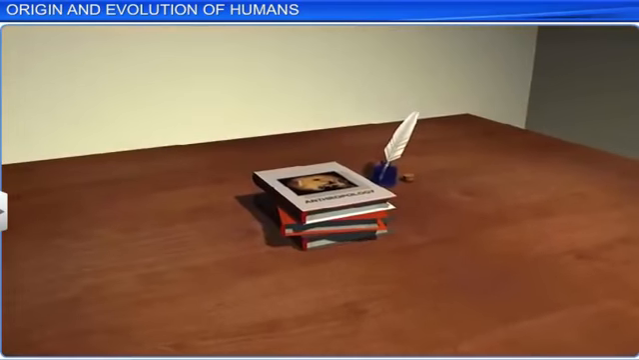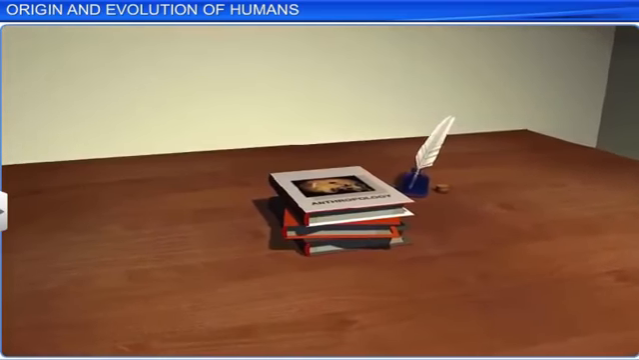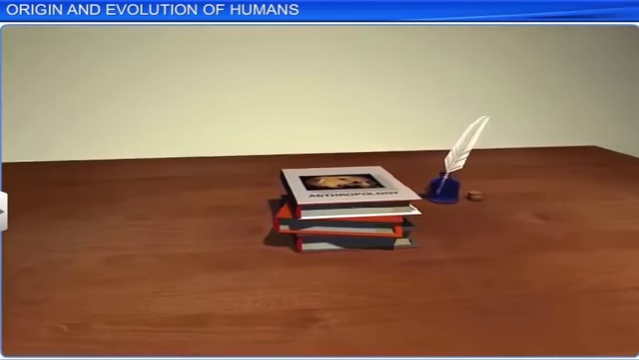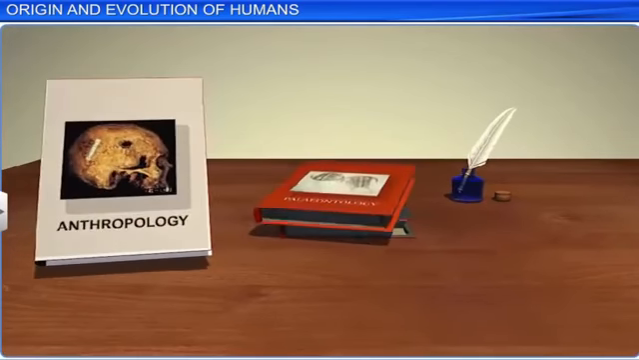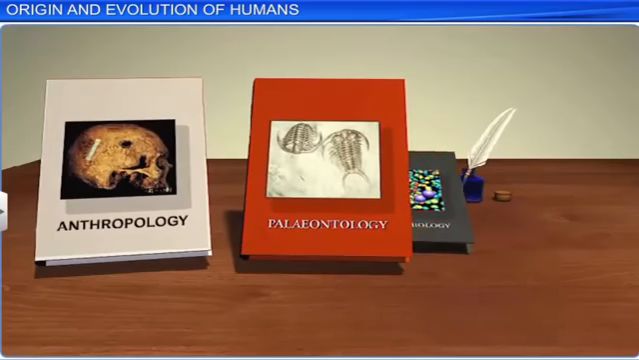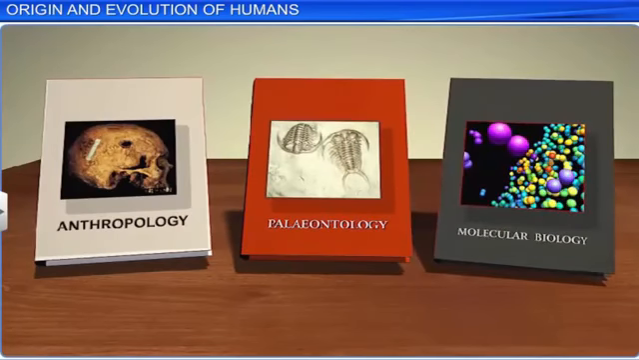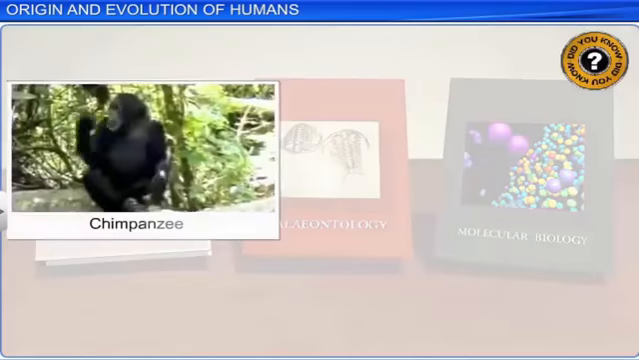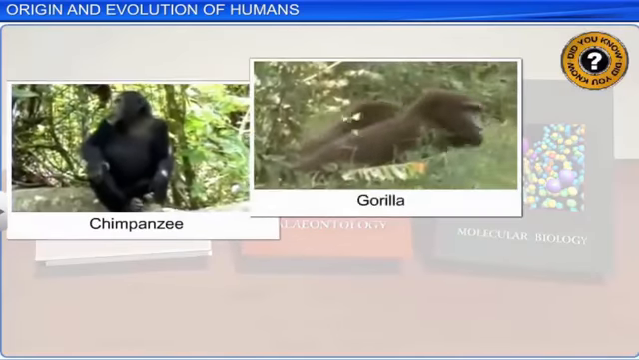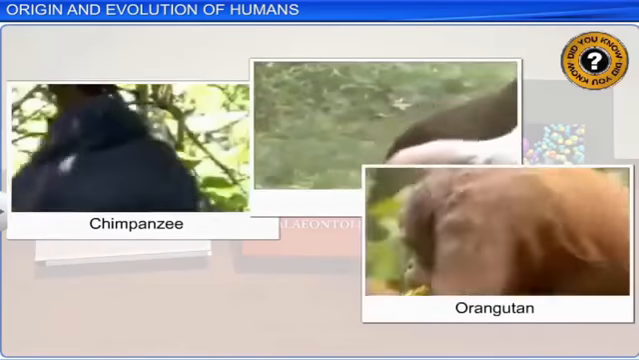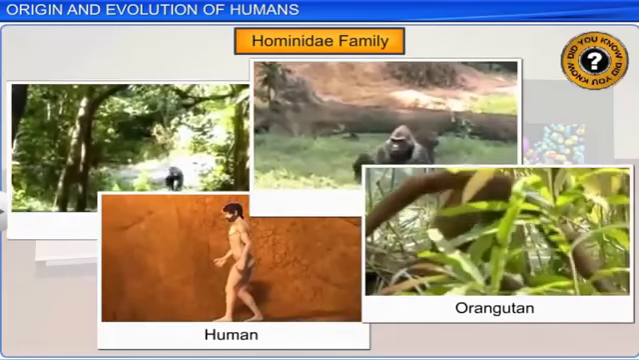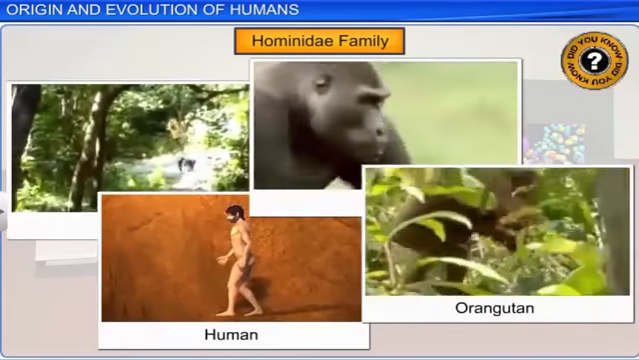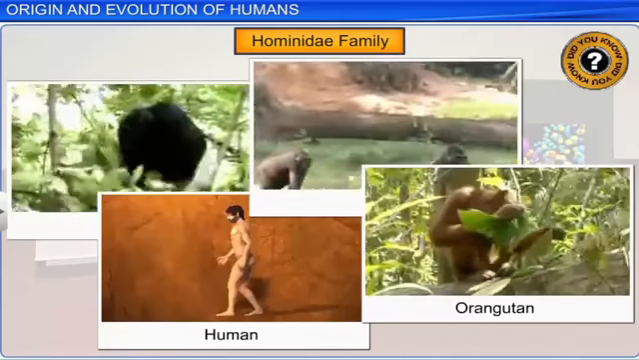In fact, the theory of human evolution is being constantly updated and modified based on new discoveries in many fields such as anthropology, paleontology, and molecular biology. Did you know that scientists have grouped chimpanzees, gorillas, orangutans, and human beings as 4-member species of the Hominidae family? Let us trace the evolution of human beings through the ages.